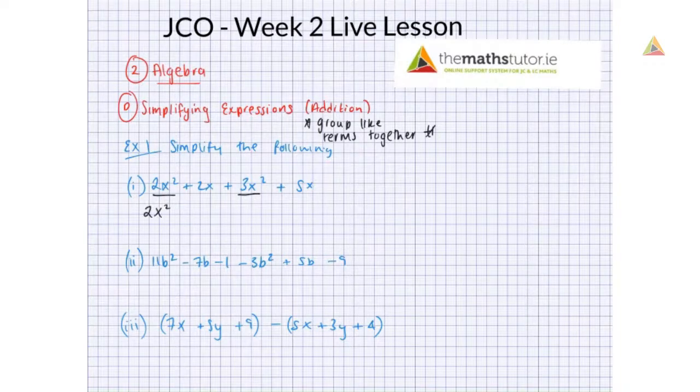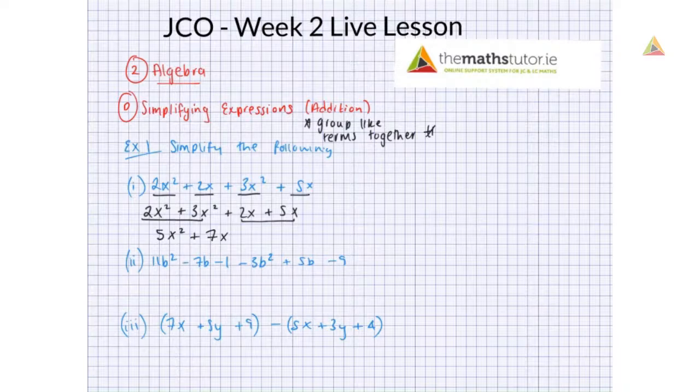So 2x squared plus 3x squared. And then I'm going to put the x's together. So you have 2x and 5x. And again, you'll notice I did not change the signs there because there's no equals. So now what you can do is you can deal with this and deal with this separately. x squared is not the same as x. You cannot add x squared and x together. They're not the same thing. Okay, so 2x squared plus 3x squared is 5x squared. 2x plus 5x is 7x. And that's it, simplified.